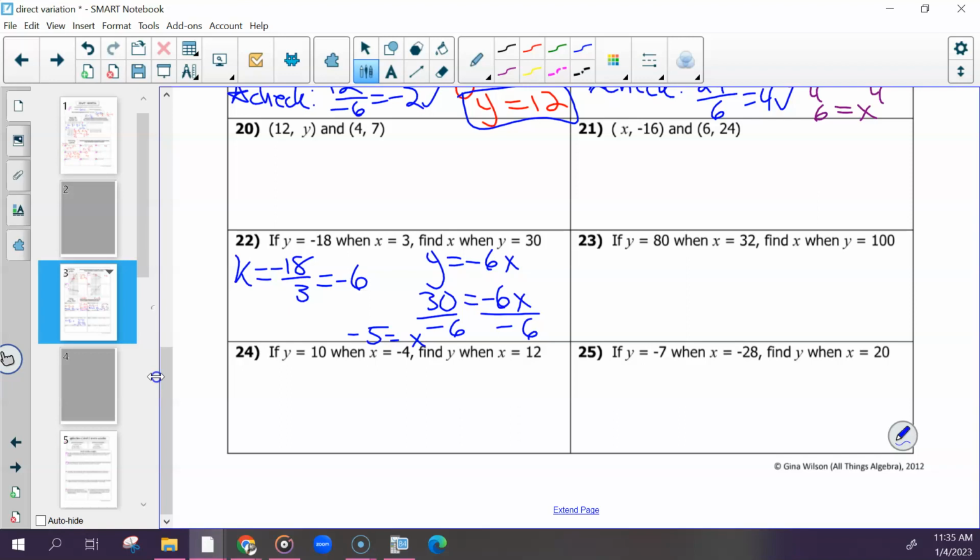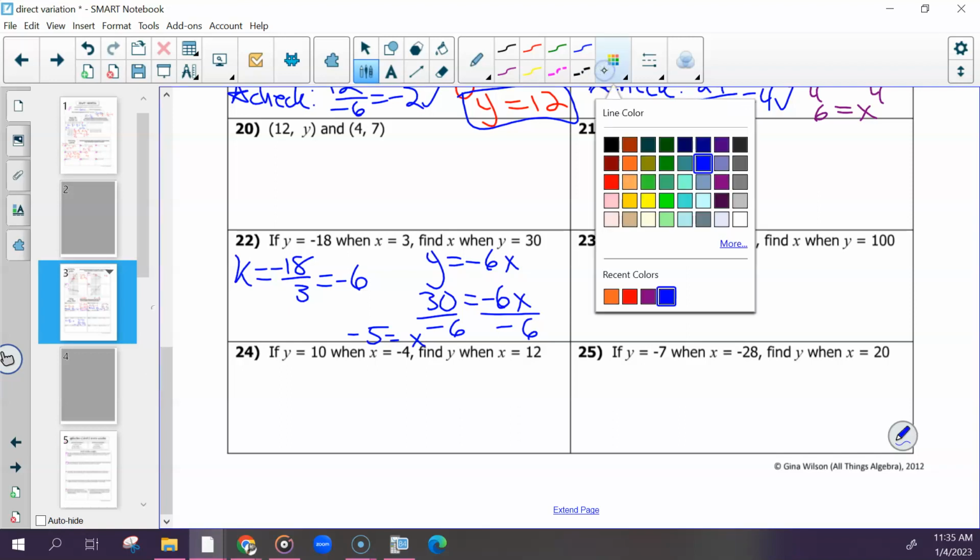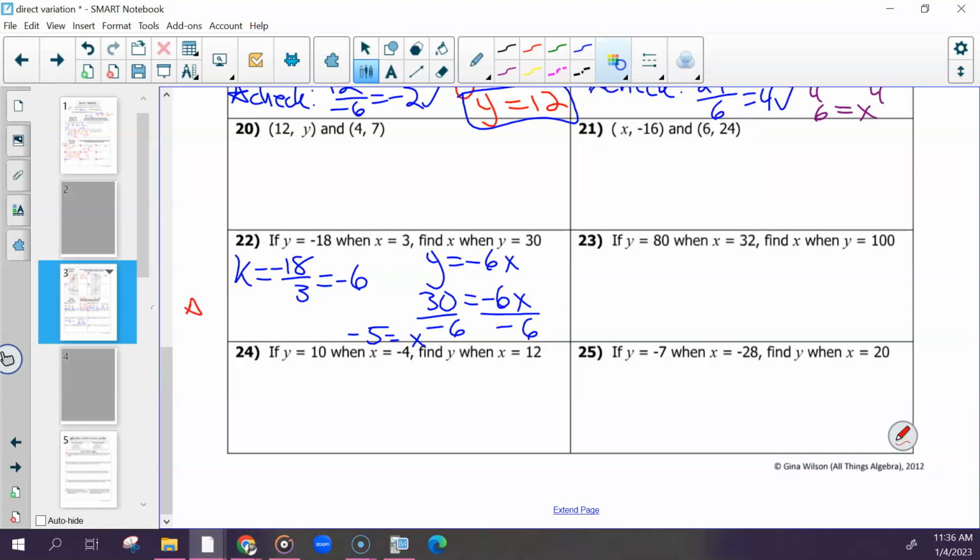Again, you can still do the check to see if it works. So y was 30, x is negative 5. We divide those, we get negative 6, which was our k value, so that works. Do you have any questions on that one?